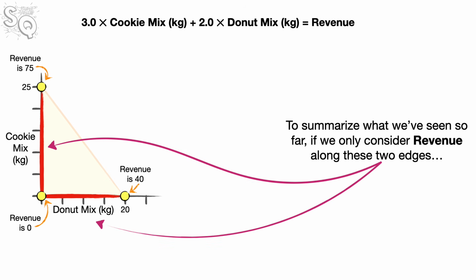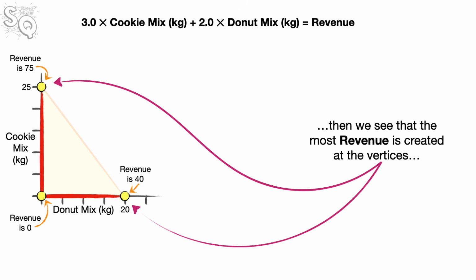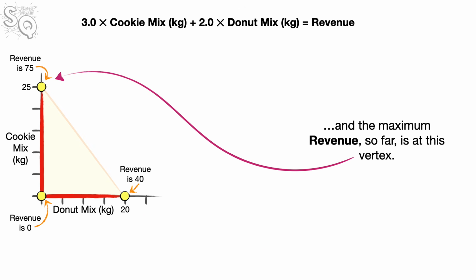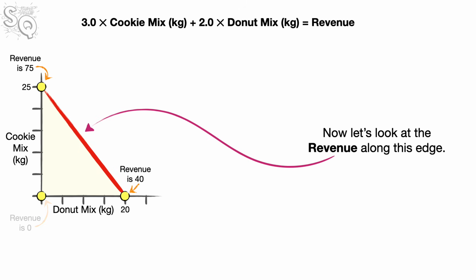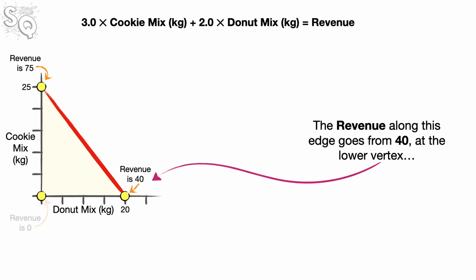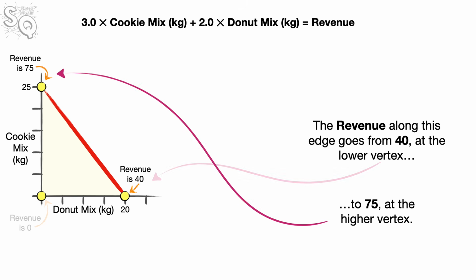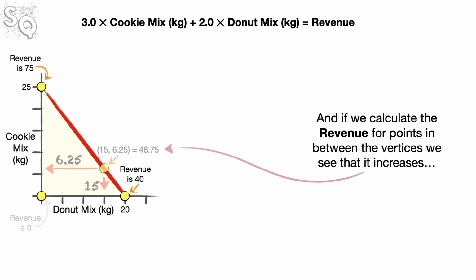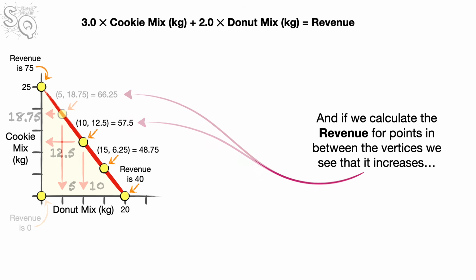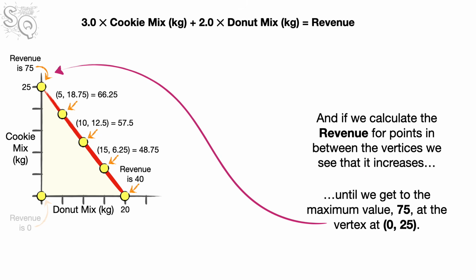To summarize what we've seen so far, if we only consider revenue along these 2 edges, then we see that the most revenue is created at the vertices, and the maximum revenue, so far, is at this vertex. Now let's look at the revenue along this edge. The revenue along this edge goes from 40 at the lower vertex to 75 at the higher vertex. And if we calculate the revenue for points in between the vertices, we see that it increases until we get to the maximum value, 75, at the vertex at 0, 25.